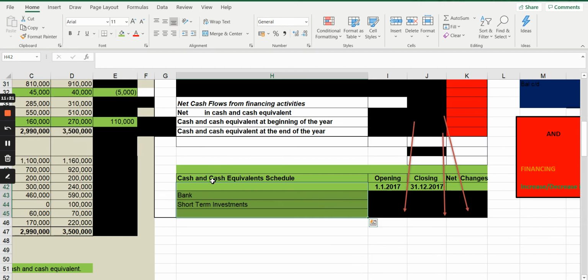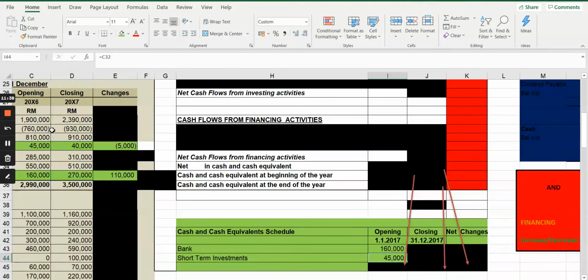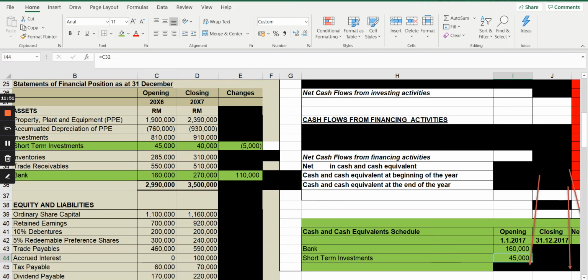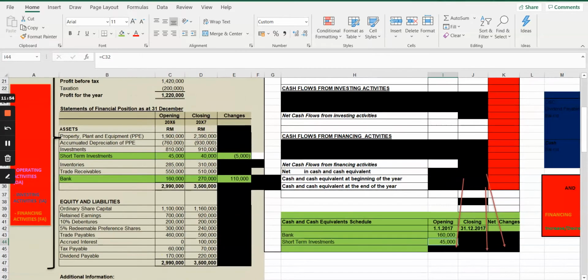Okay. Then we need to put the two things that you get there. Just copy, paste, and put it here. What is the balance for the bank? The balance for the bank is 160. So it should be 160 here, beginning. Right? The balance for the short-term investment opening balance was 45. So you can see here, right? In this section there, opening section, I'm taking from here. Okay, now just reduce this a little bit. Okay, so you have better view there.